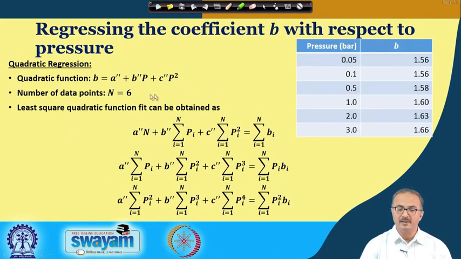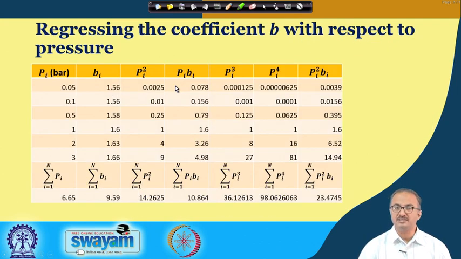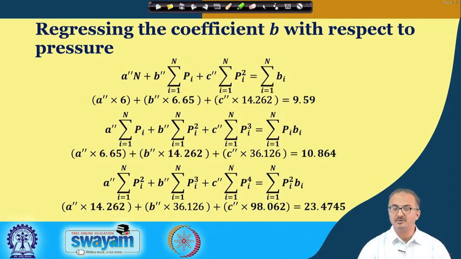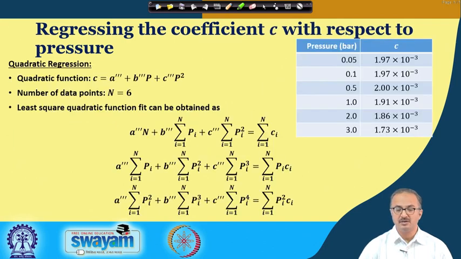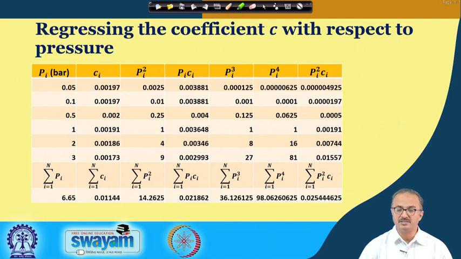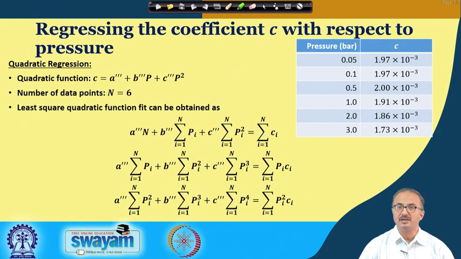Similarly, we go for B. Again we have this expression for B with respect to pressure. These are the various values we need to regress, and here we plug in those values from the table, and ultimately we get a quadratic variation of B with respect to pressure. Now, with these two expressions of A and B with respect to pressure, we can figure out how we are going to get the expression for the enthalpies.